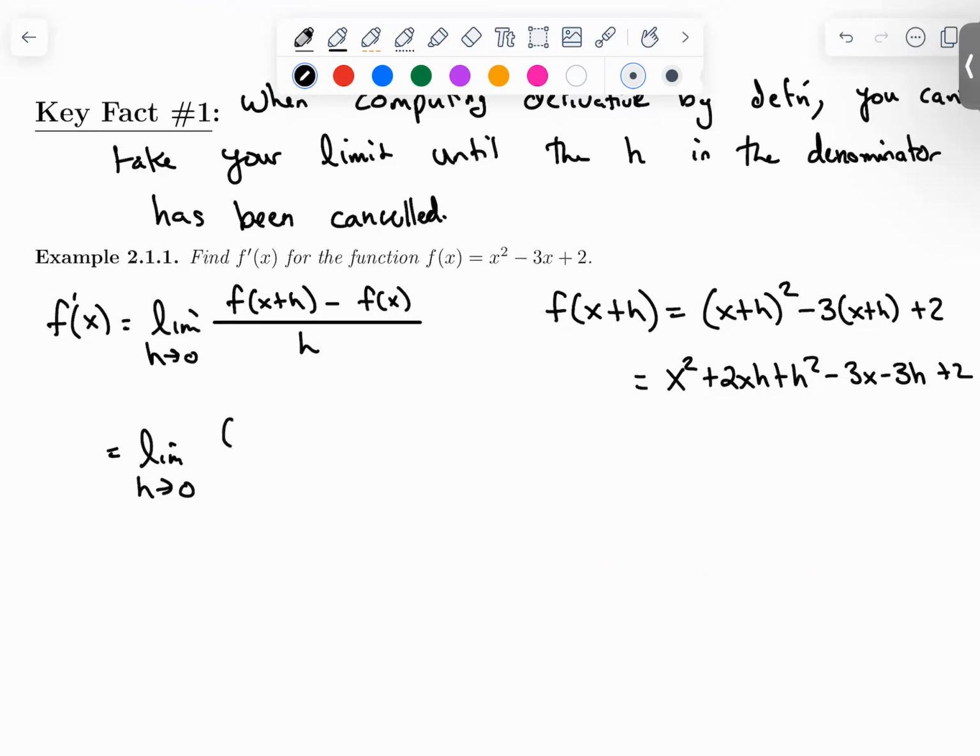So this is x squared plus 2xh plus h squared minus 3x minus 3h plus 2 minus, and once again, please put the function in parentheses here. Like the first piece, you don't necessarily need to put in parentheses, but the second piece, it does need to be. Please don't make that mistake. It breaks my heart when students forget the parentheses, because if you forget the parentheses, you will not distribute. So this is minus parentheses x squared minus 3x plus 2.